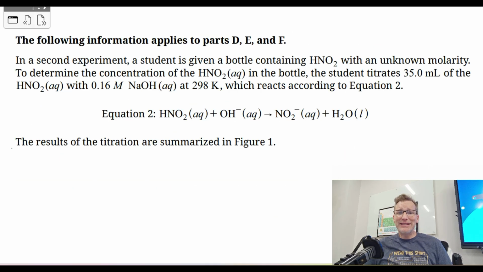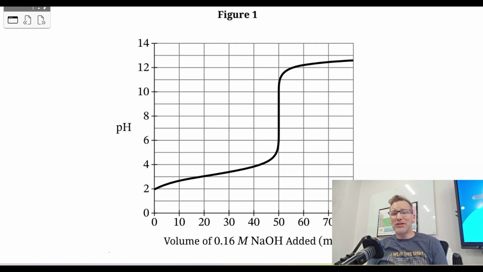Then we go to parts D, E, and F. We're doing a titration now on this acid. We're taking this HNO2 and we're titrating it with a strong base. You can see in the question it says the student titrates 35.0 milliliters of the weak acid with 0.16 molar of the strong base. We're definitely going to do an M1V1 equals M2V2. They're just setting it up for us. They gave us the titration curve. You can see it starts off at about that 2.09. And we had to add 50 milliliters of 0.16 molar to get to the equivalence point.